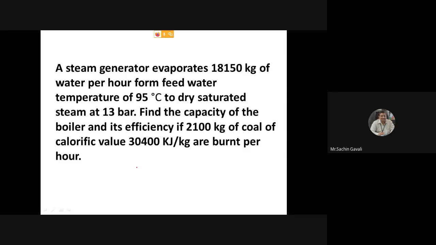Now here, first, what is the given data? The steam generator evaporates 18,150 kg of water per hour from feed water temperature. So all this water gets converted into steam. They have not mentioned any loss. Therefore, mass of water is equal to mass of steam. Am I right? Okay, what is given? Somebody can tell.